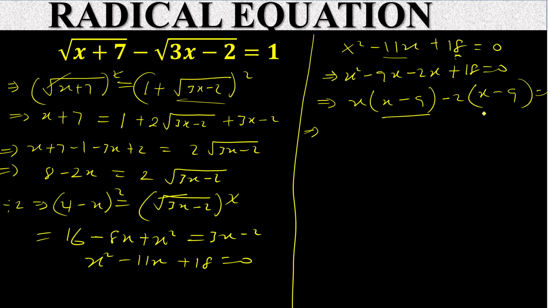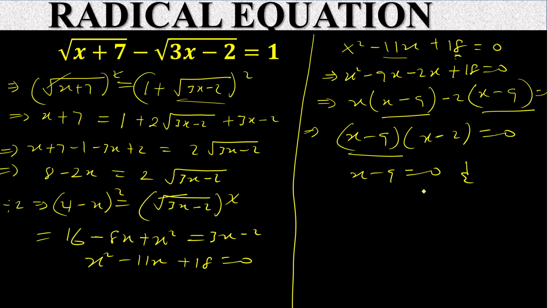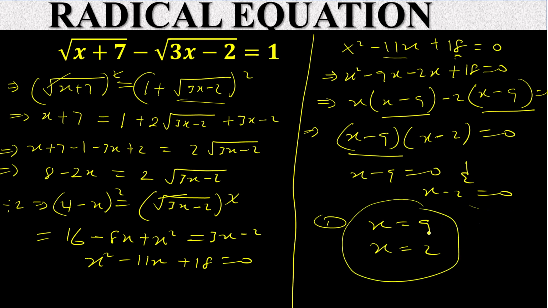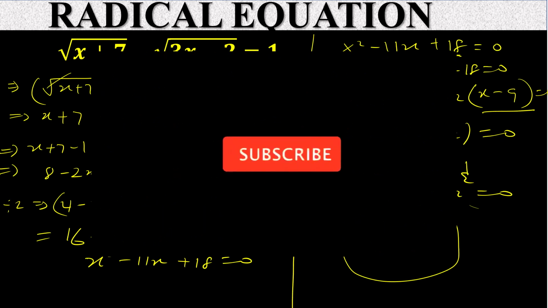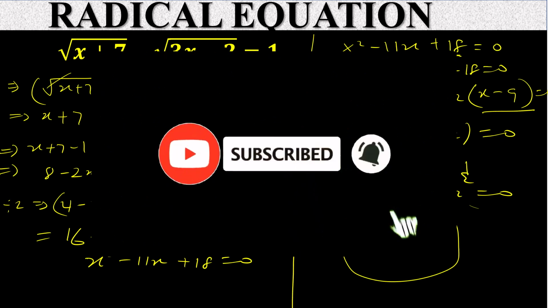So we have x minus 9, x minus 9. So I'll pick one, then the coefficients give x minus 2 equal to 0. Therefore, this one is equal to 0: x minus 9 equal to 0, and x minus 2 equal to 0. So the first answer is x equal to 9, and x is equal to 2 for this side. So the answers are 9 and 2. All right, let's move on.